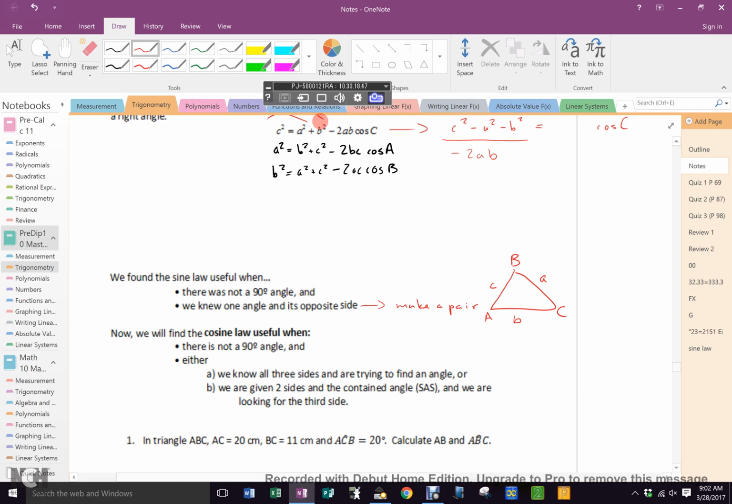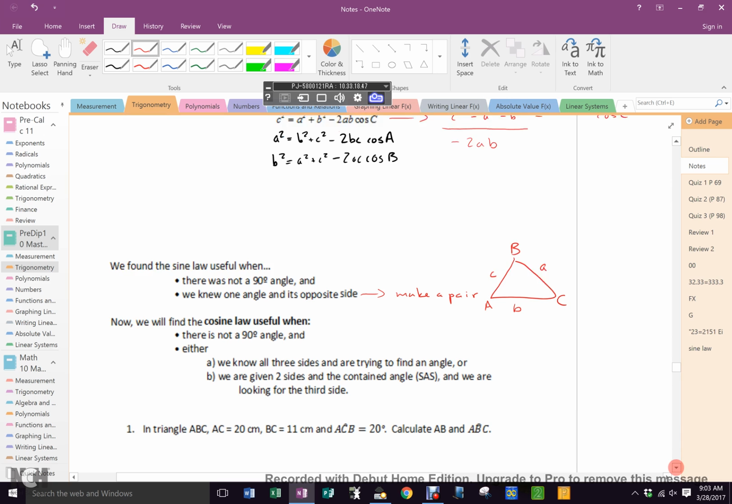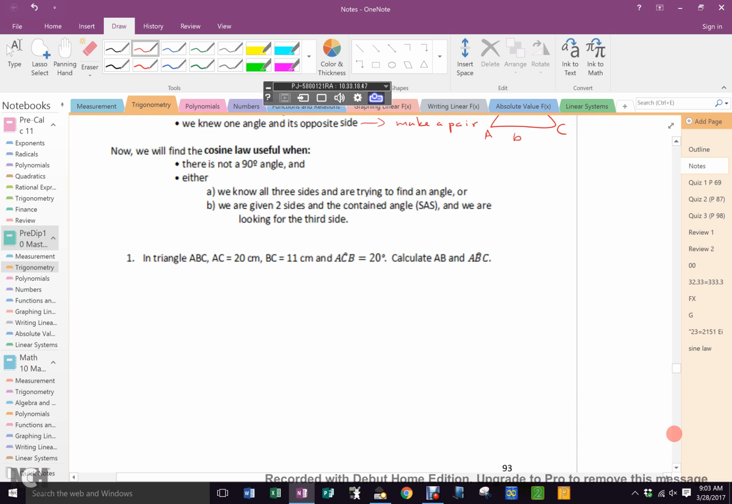Yeah? All right, let's practice. I got me a triangle here. AC, BC, and angle ACB. You guys have this, right? This is what's on your page? Okay. So how am I going to draw that?